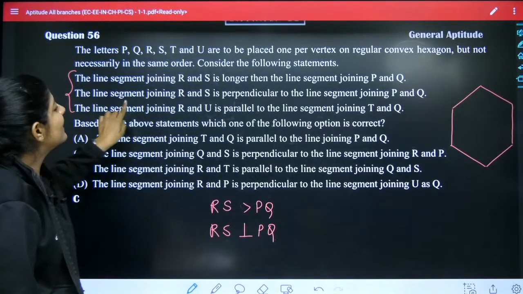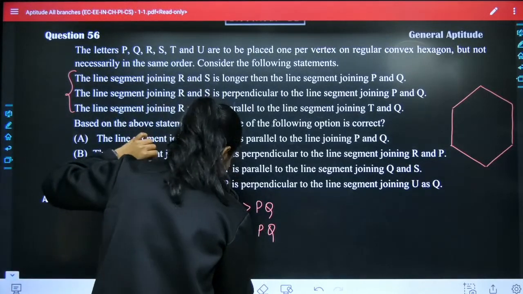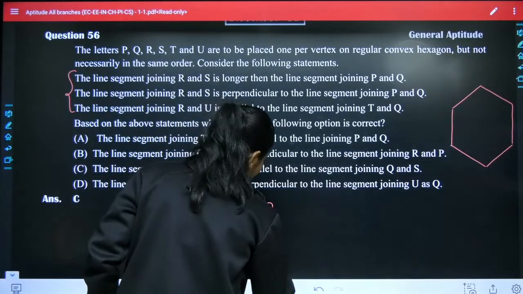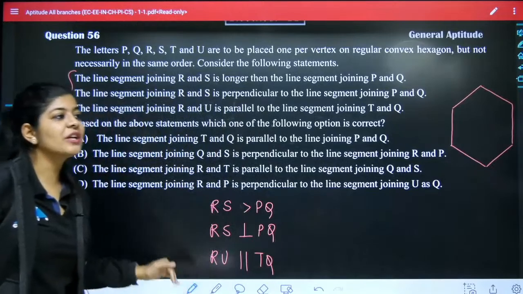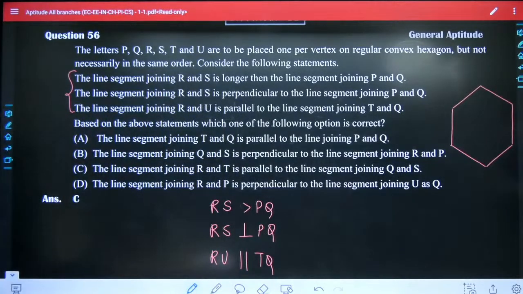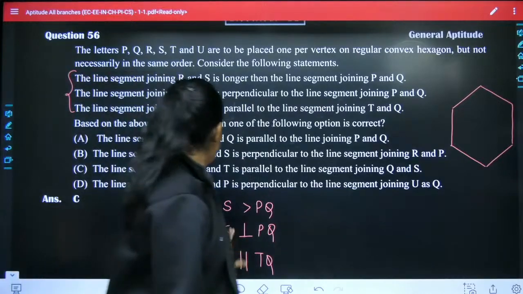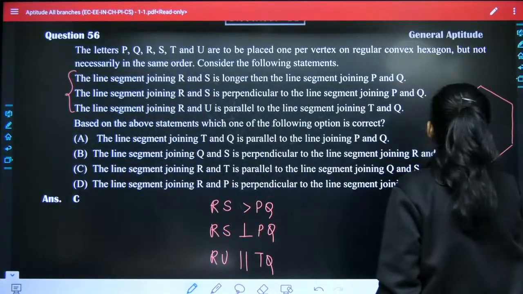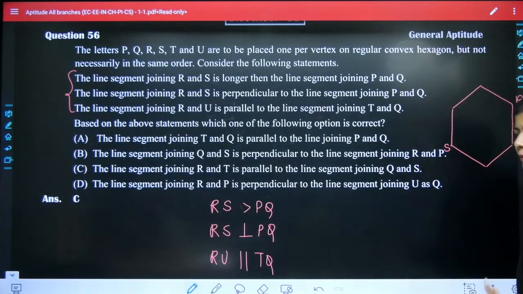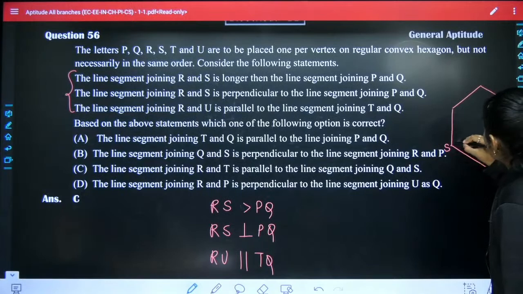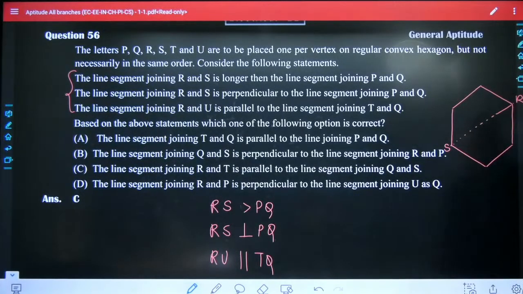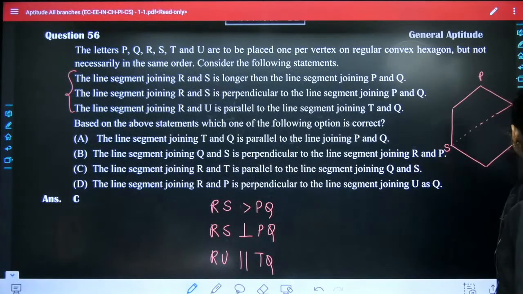The third condition says that the line segment joining RU is parallel to the line segment joining TQ. Here we have 3 conditions and we need to satisfy all these 3 conditions in the same diagram. So for this, first we need to put S and R here. This is the diagonal, the longest distance which we have. If this is the diagonal, then we can put P and Q over here.